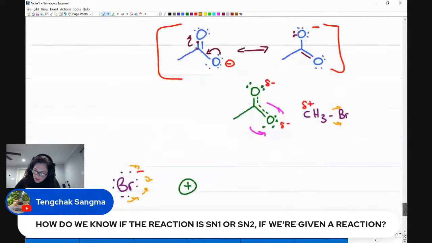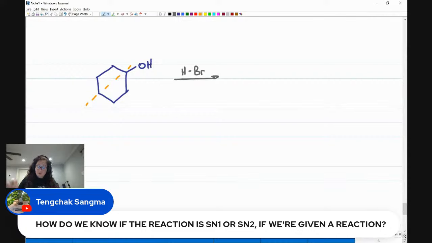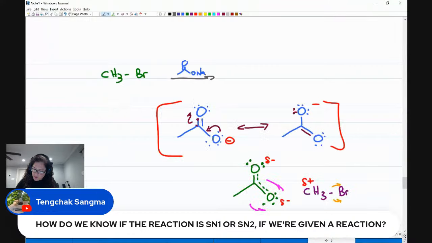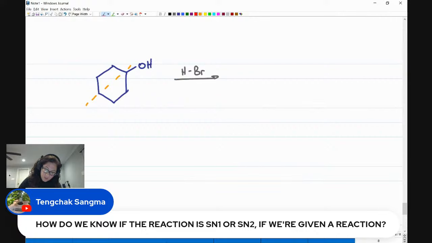So let's take a look at a reaction that puts this into practice. Say I have a molecule that looks like this with an OH, and this is achiral because I have symmetry in the molecule, so I'm not worried about stereochemistry. And I react this with a solution of HBr. So let's look at it one step at a time. The first thing I said to look at is your alkyl halide. Can I form a carbocation? Well, the OH is sitting on a secondary carbon. That means, yes, I can form a carbocation, but yes, I can also kick it out in an SN2 reaction.